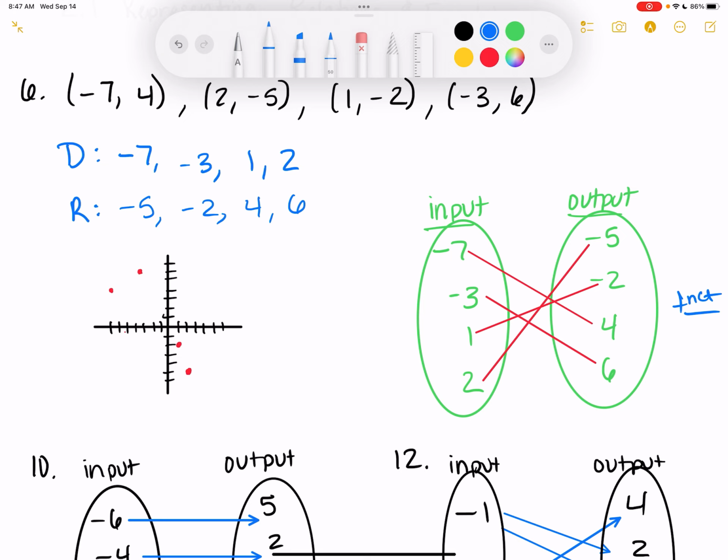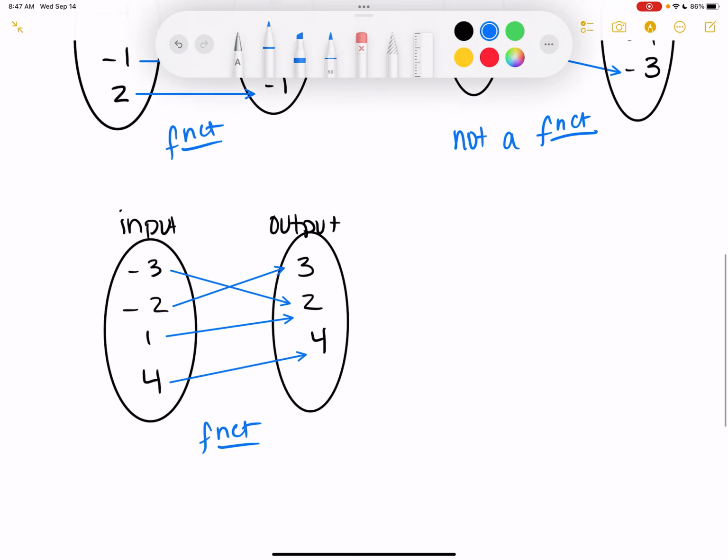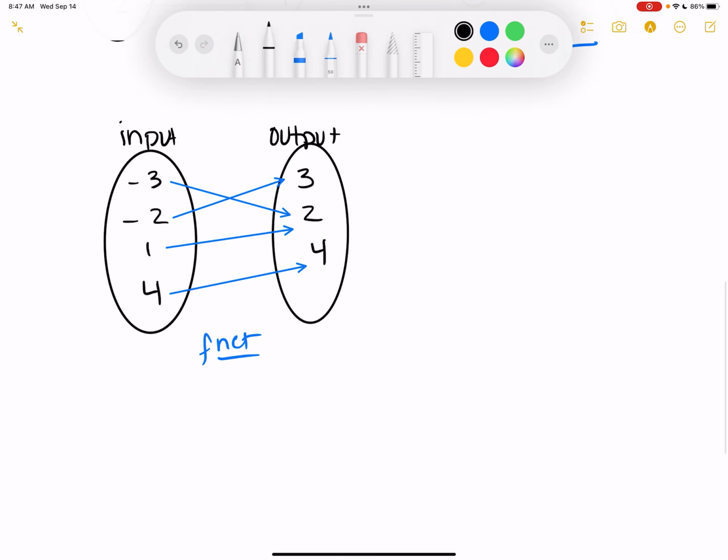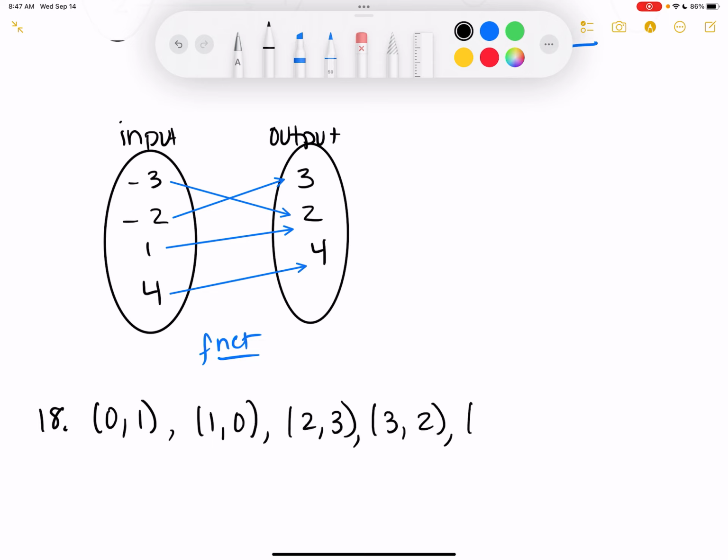All right, the next one says to tell whether the relation is a function, but this time they don't give you the mapping diagram. They give you a list of numbers like they did in number 6 up there. So number 18: 0, 1, 1, 0, 2, 3, 3, 2, 4, 4.